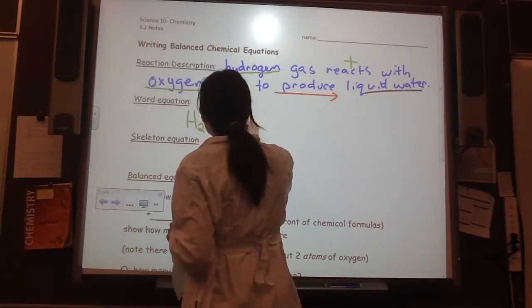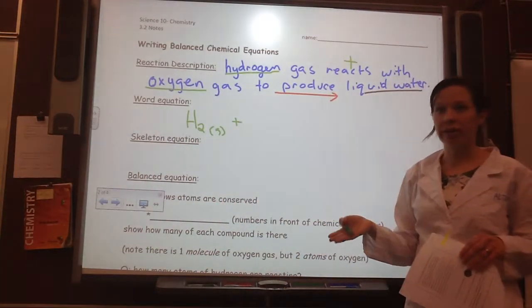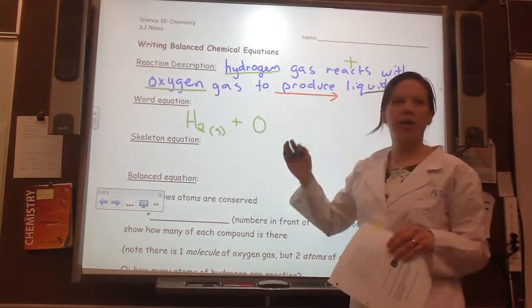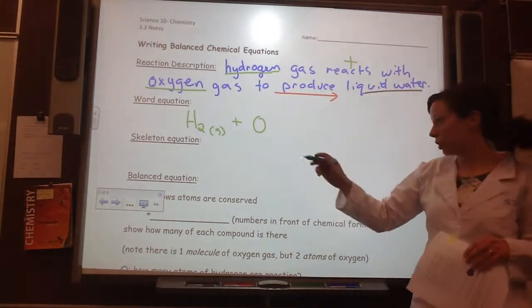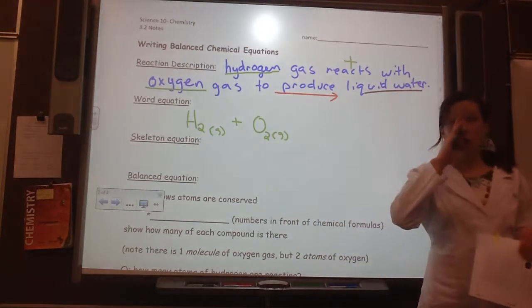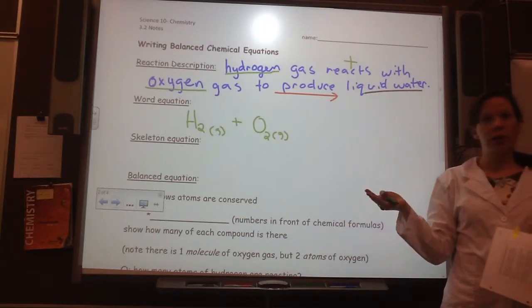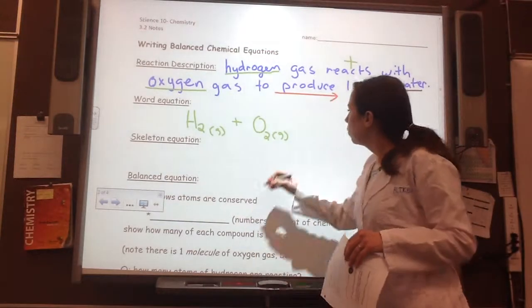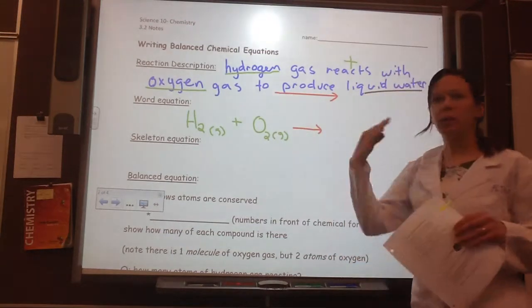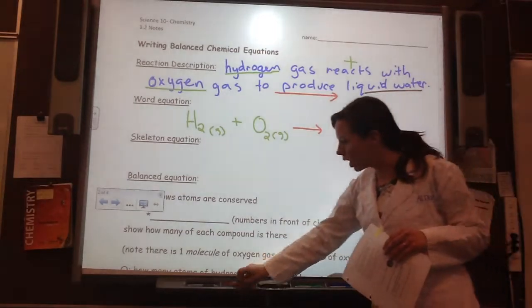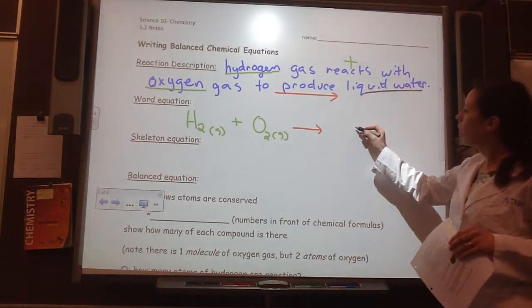Then you put a plus sign to say that it's reacting with something else. It's reacting with oxygen gas. What is oxygen? Go ahead. O2, yes. And we put a G for gas. So now I want you to be putting states for all of these when we do this. Then you put an arrow to show what it produces. Then you read, okay, what is the product? It is liquid water.